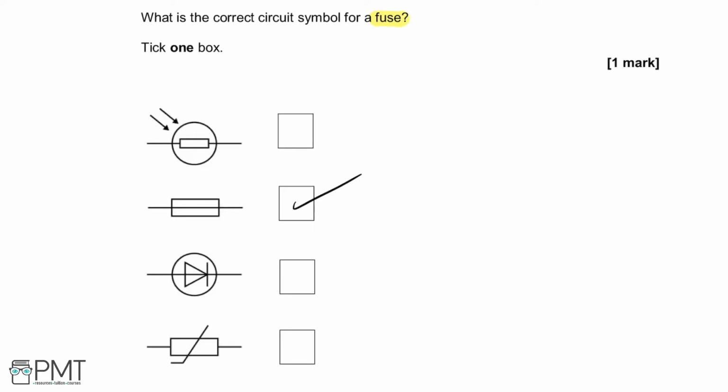However, if you were unsure, you could try doing it by process of elimination. So this first one is actually a light dependent resistor. The third is a diode. And the fourth is a thermistor. So if you were unsure, then you could try looking at the other symbols and seeing if you knew any of them or recognised them. And in that case, you would know that the other one that you didn't know was the fuse.